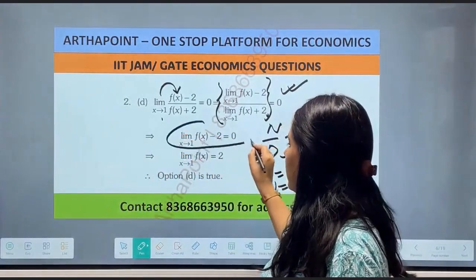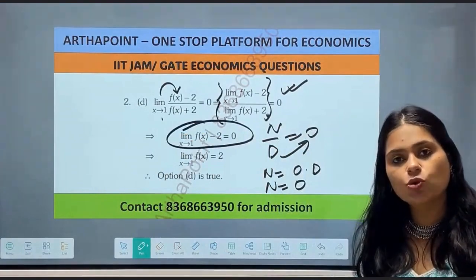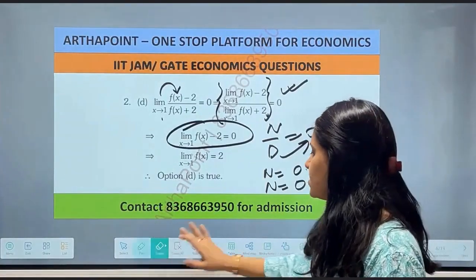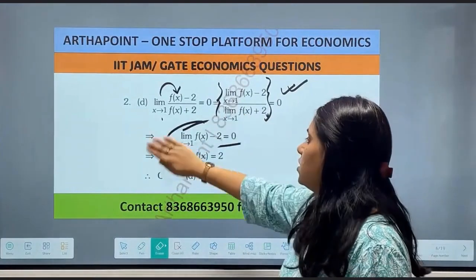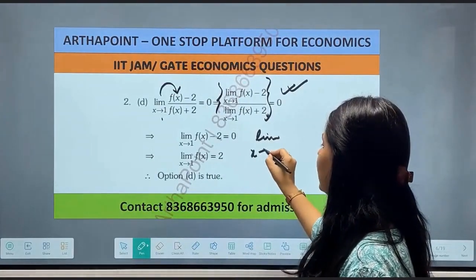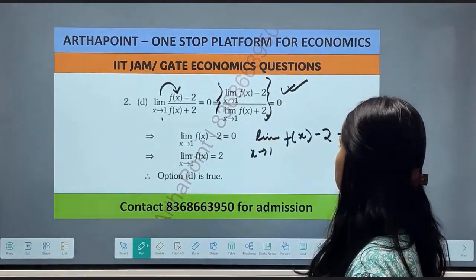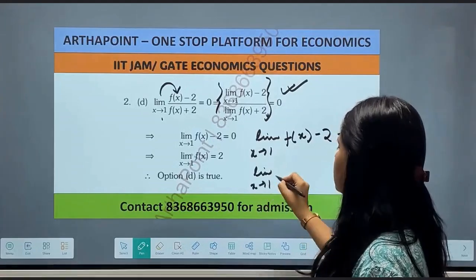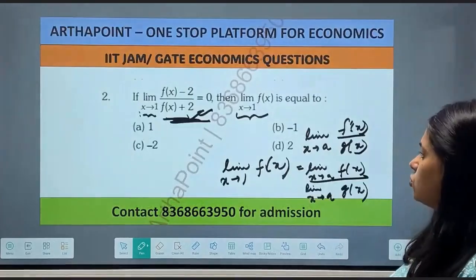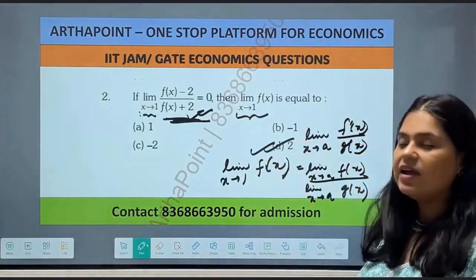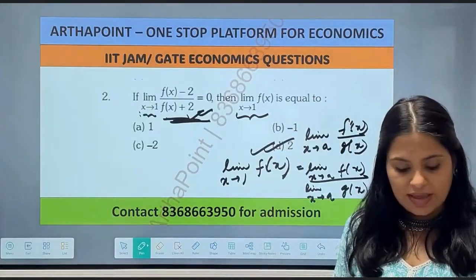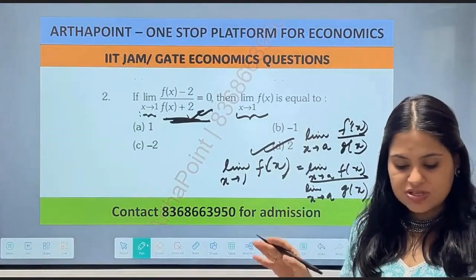So I get limit x tends to 1, f(x) minus 2 is equal to 0. But can I take 2 on the right hand side? I can. And that is exactly what I have done in the next step. So if limit x tends to 1 f(x) minus 2 is 0, this means that limit x tends to 1 f(x) will be 2. So the correct answer to this question should simply be 2. Is that clear? Everyone tell me a yes or no. I hope this is making sense to you.